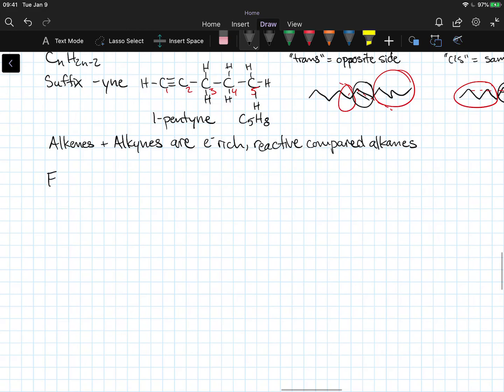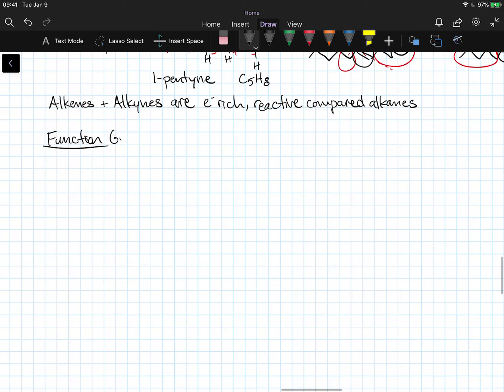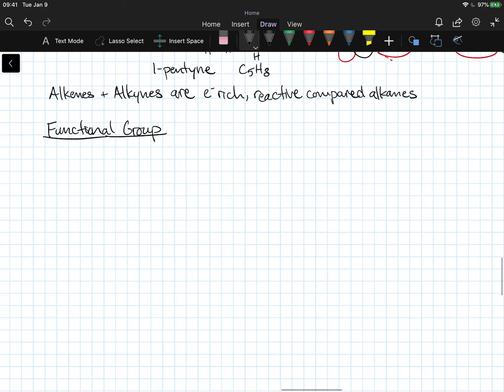So this leads to a discussion of functional groups, because we can consider a double and triple bond as part of our functional groups. So functional groups are just specific patterns of bonding in organic chemistry that lead to a lot of really predictable reaction chemistry. So functional groups, no matter what molecule they're in, tend to react in quite the same way. So the first one is, just as we talked about, the alkene and the alkyne.